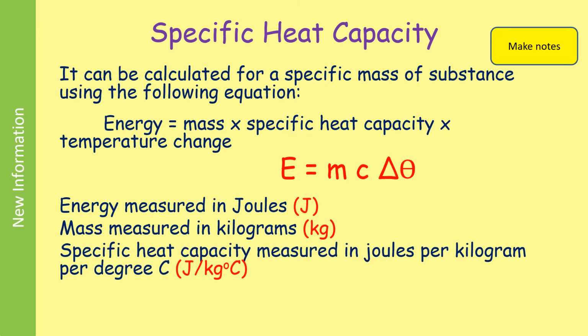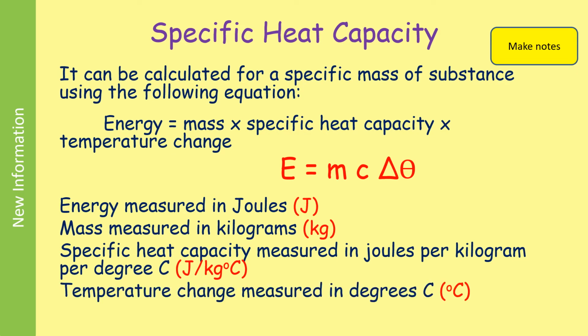C stands for the specific heat capacity of that particular material, and each material has a different specific heat capacity. It's measured in joules per kilogram degree centigrade. The final term in our equation is delta theta. Now delta just means the change and theta is the temperature. So delta theta means the change in temperature. So for any given material, for a given temperature change, you can work out how much energy was put in by multiplying m times c times delta theta, the mass times the specific heat capacity times the change in temperature.